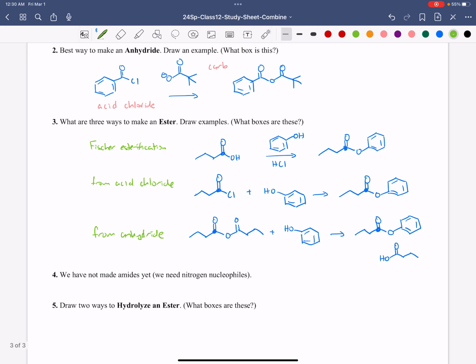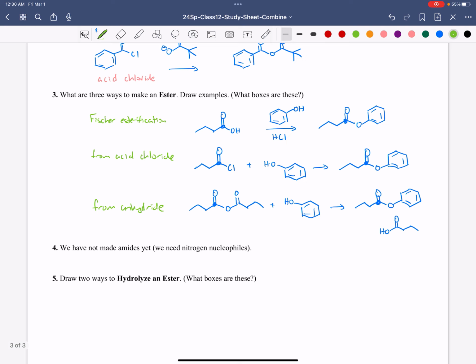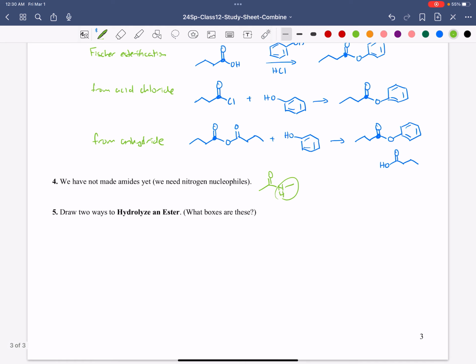Okay, last, we have not learned how to make amides yet, because to make an amide, you have to have an amine attacker. We've only looked at water and alcohol so far, and hydroxide in the case of saponification. So we'll get to number 4 on Monday. The last one is two ways to hydrolyze.